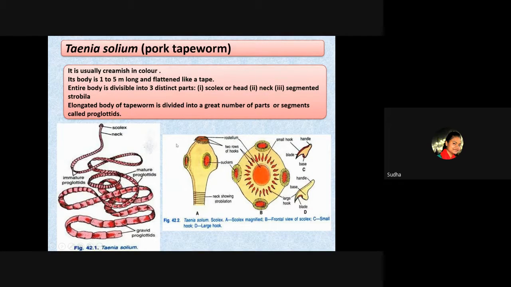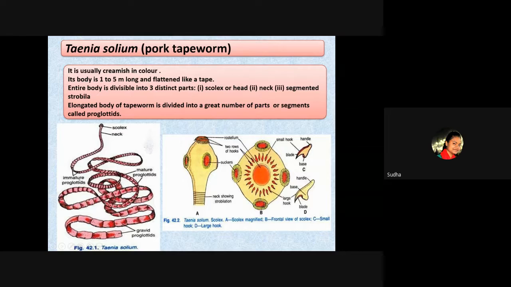Second part is the neck. It will have a small neck. Then is the segmented strobila, from where the strobilation will start. As you can see, from the neck down, the size also increases. As it goes further downward, the proglottid size also increases. We can also divide the proglottids into three parts: immature proglottid, mature proglottid, and gravid proglottid.